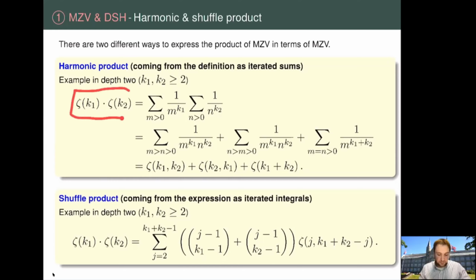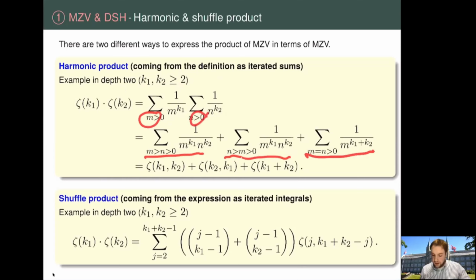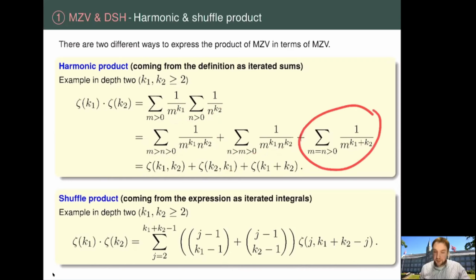So if I take the product of two Riemann zeta values, which by definition is given by this here, then I can consider three cases: m is greater than n, so I get this part here; or n is greater than m, then I get this part here; or these two numbers are the same, then I get this part here, and the exponents add up. And then you see that this here is exactly the definition of the double zeta value zeta(k1,k2), and this is the definition of zeta(k2,k1), and this is just the Riemann zeta value of weight k1 plus k2.